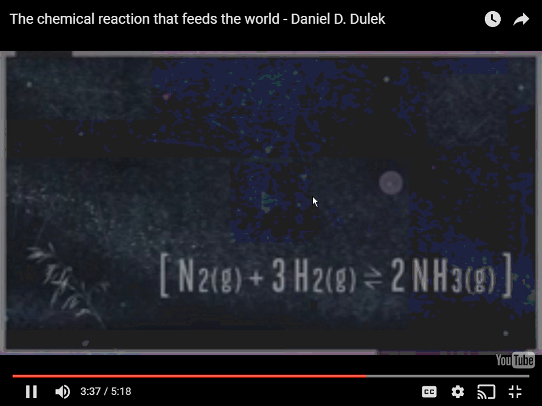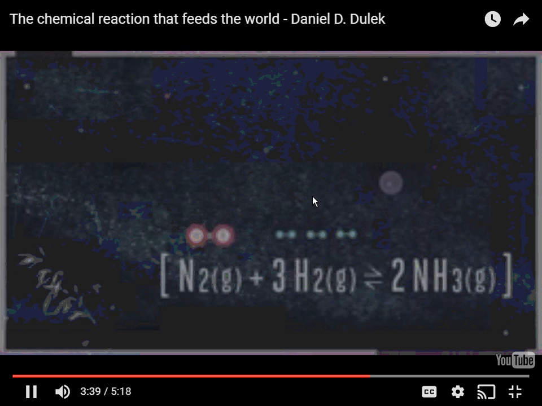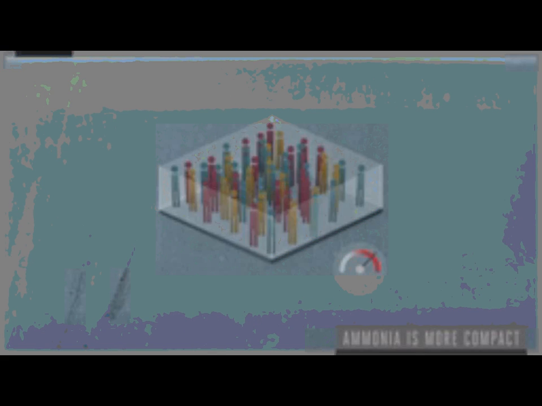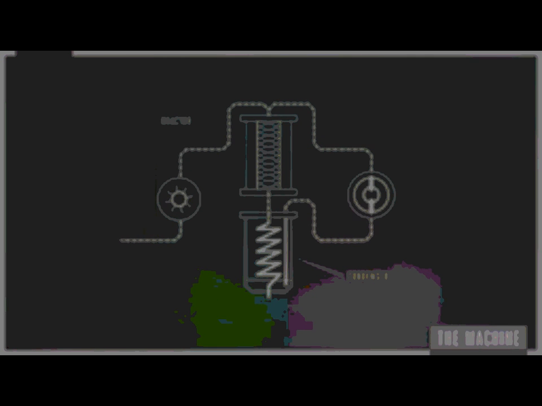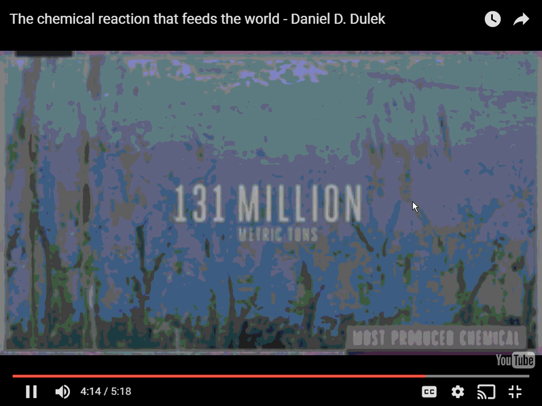Let's finish this. There are 4 molecules on the left and just 2 on the right. So if we want the room to be less crowded and therefore have less pressure, the system will start combining nitrogen and hydrogen to make the more compact ammonia molecules. Haber realized that in order to make large amounts of ammonia, he would have to create a machine that would continually add nitrogen and hydrogen, while also increasing the pressure on the equilibrium system, which is exactly what he did. Today, ammonia is one of the most produced chemical compounds in the world. Roughly 131 million metric tons are produced a year.